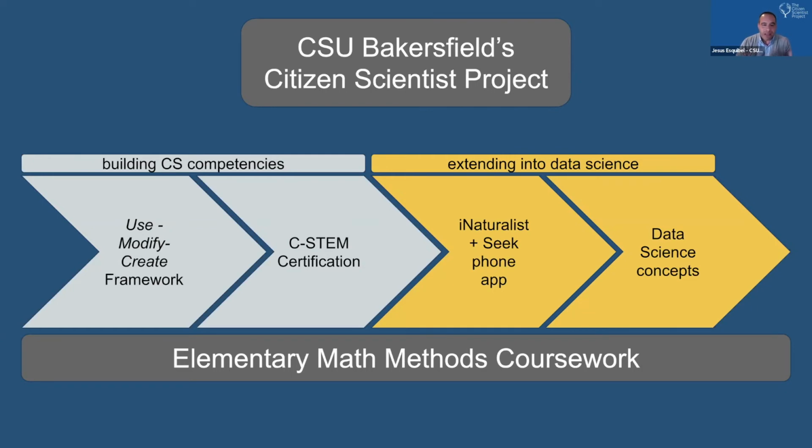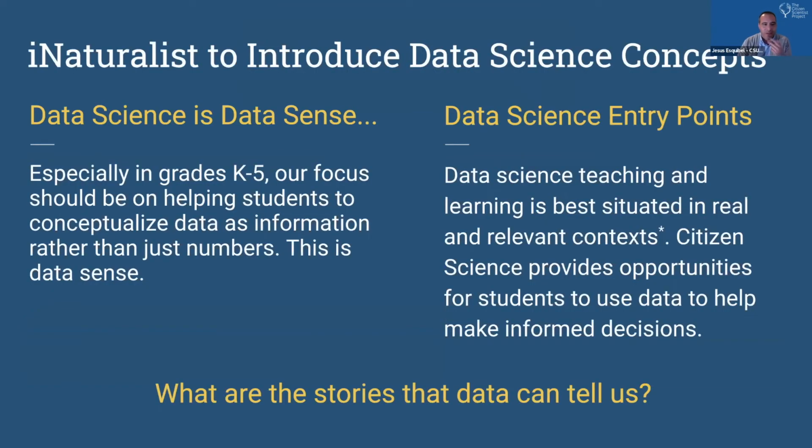Scientists use it as a database to see if there are populations that are growing or shrinking. So they can use it for all sorts of different animals and so on. But to give you a quick idea, when I say data science in the K-5 grade span, what I really am talking about is data sense. And I hope that sticks with you all, especially my teachers that are out there. Data science is data sense.